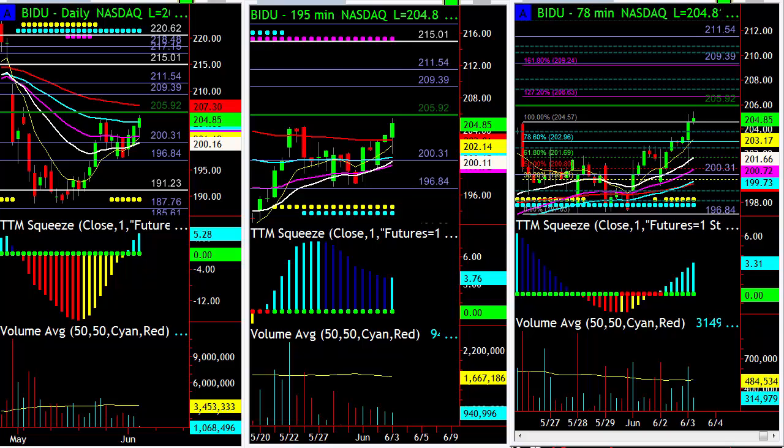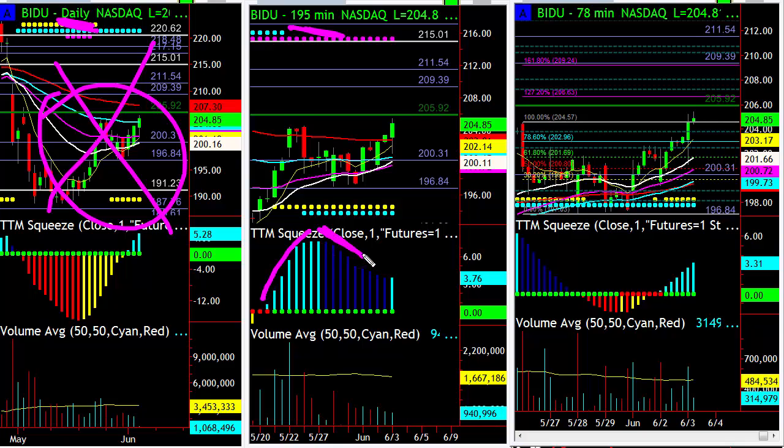This is a trade that we'd set up in the live room last week, and I'm just following up on it here. If you look at the daily chart, there's no signal. On the 195-minute chart, there's really no signal either, and in fact, there was a signal here, and it actually lost momentum.